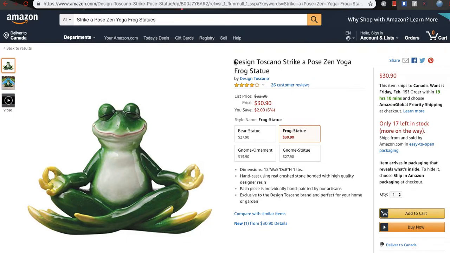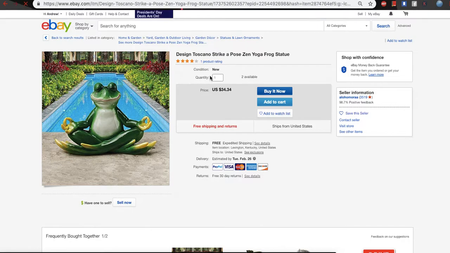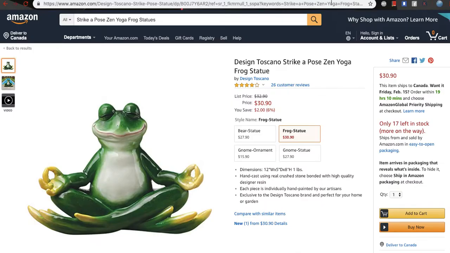Anyway, look here. What's the title that goes here? Just a very simple example: Design to scan, strike a pose, Zen yoga frog statue. If you go to eBay, the same title is right here, word by word. This is why you are not selling, guys. This is why those guys are not selling. You can put whatever price you want there, you are not selling. So the problem is the wrong strategy.